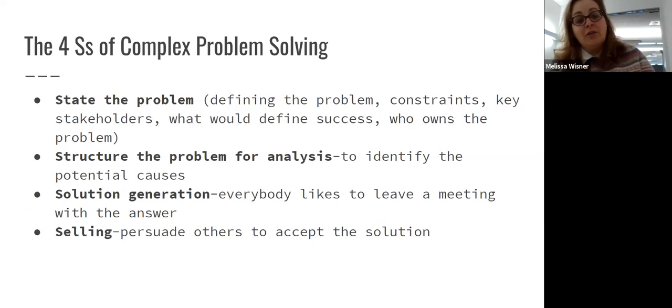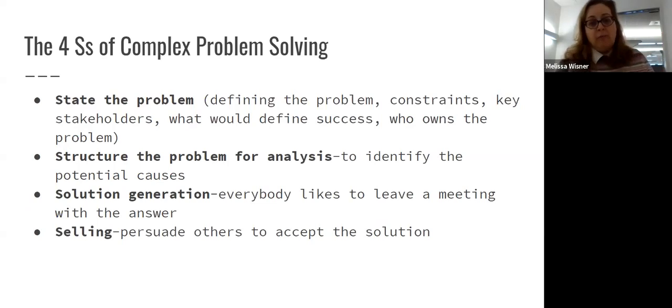So just to explain what the 4 S's of problem solving are, it's to state the problem, again, define it, what your constraints are, very much like a before action review. What is it that we're trying to accomplish? What do we think some of the variables or constraints are, or aspects of change? What does success look like on the other end of this?